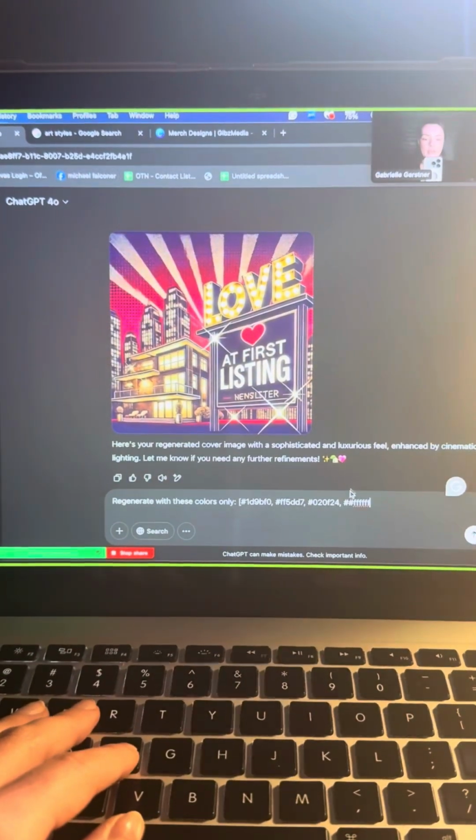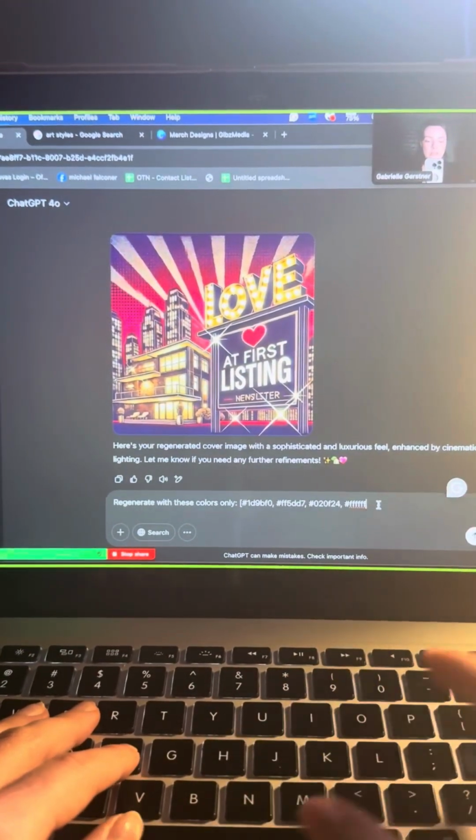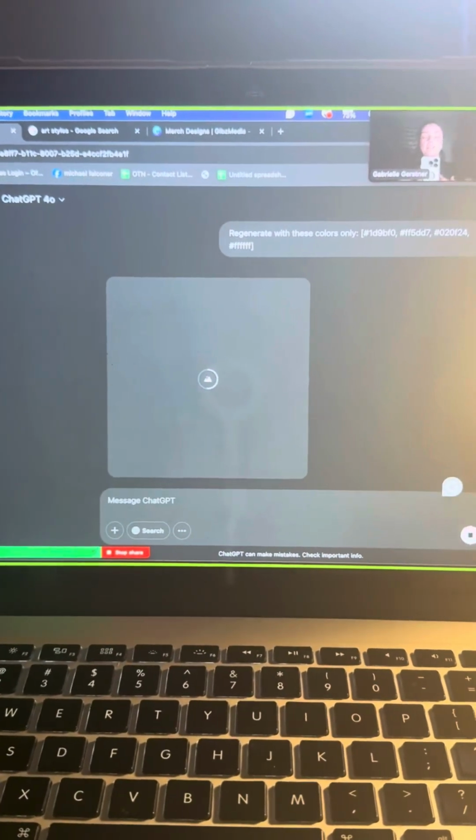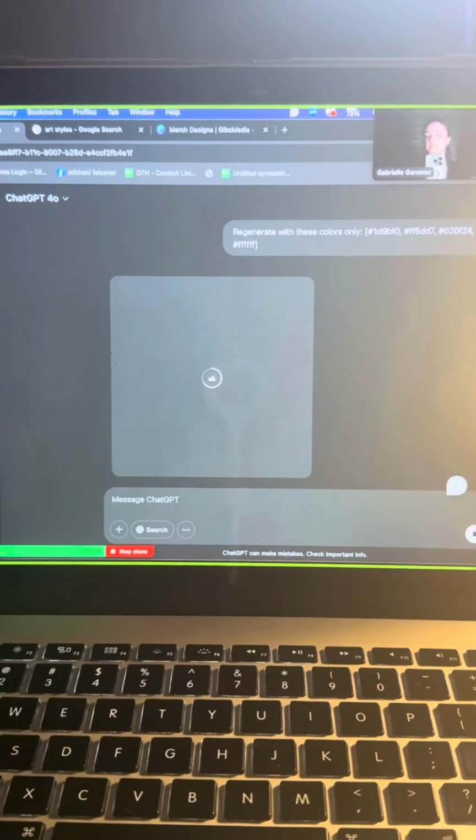All right, and then I'm gonna close that parenthesis, and I'm gonna hit enter, and it's gonna regenerate for me in the specific colors that I asked for. I did not ask for any changes to the graphic though, so if that's something that I want, I would have to ask.